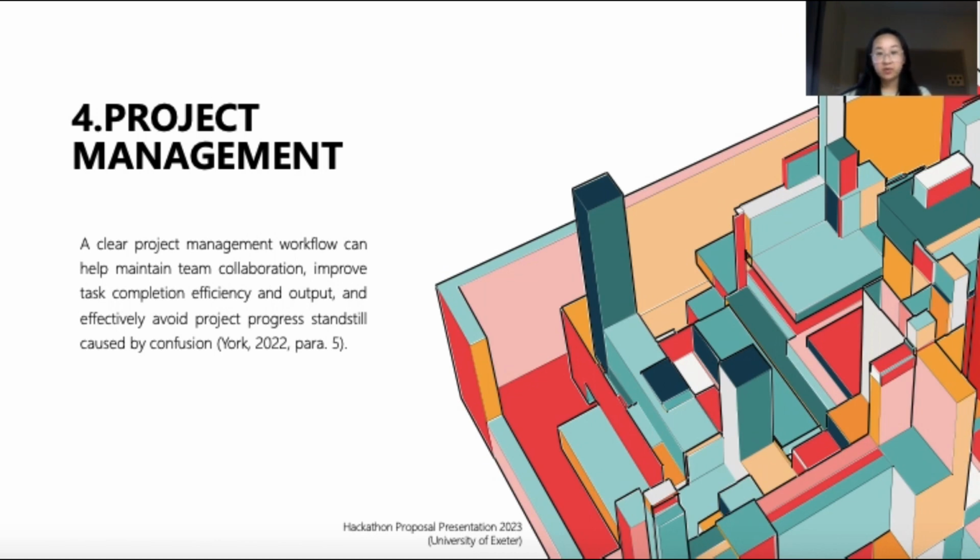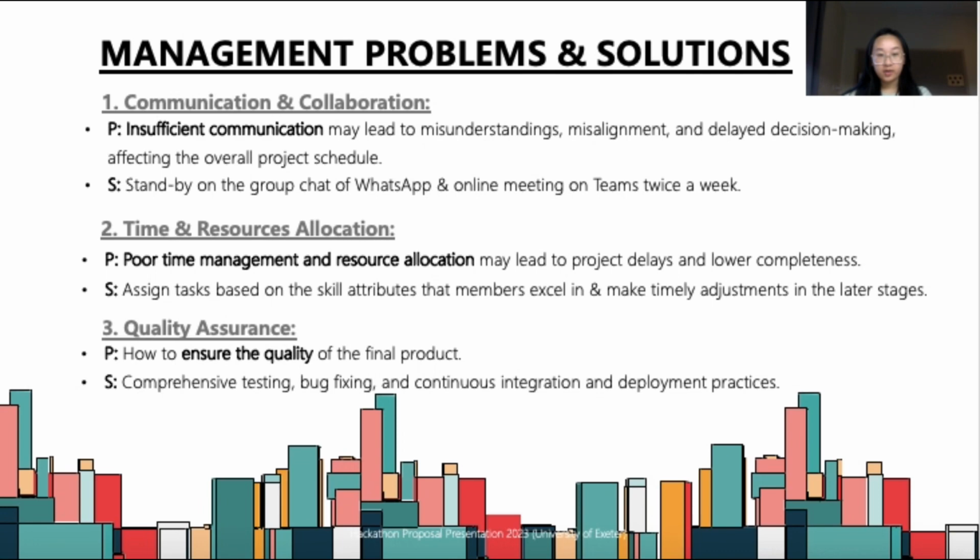For example, we will arrange online meetings and everyone will stand by on the group chat. After that, tasks are assigned based on what members excel in. And finally, we will test, fix bugs, and practice continuously to make our product more robust and reliable.